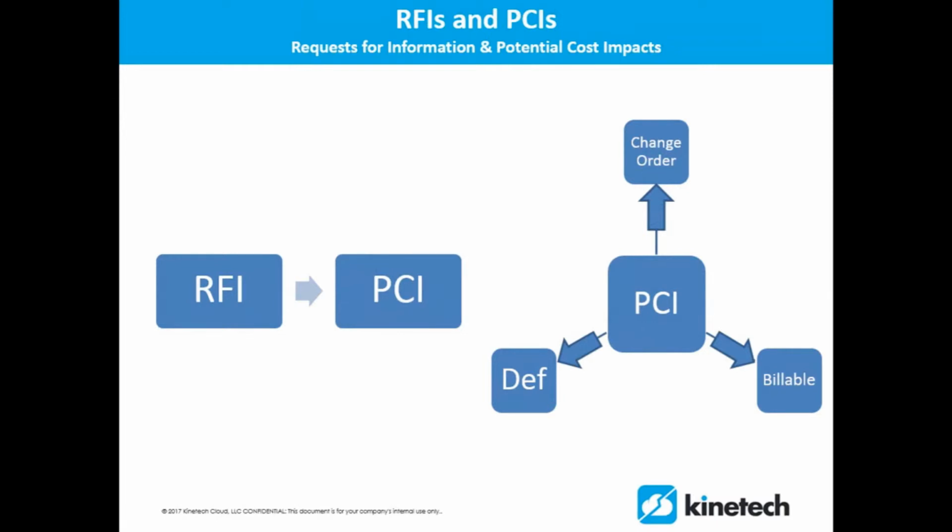But using Kinetic to do it, it becomes your single point of information, a single source of information. So you go into that project, you check out your potential cost impacts that are listed there. It's one central point, and you can see which ones are open, which ones have been converted into the various different things, and make sure that everything gets accounted for.